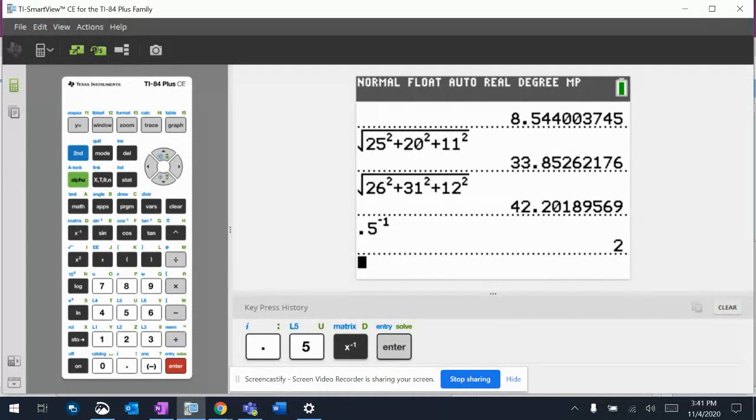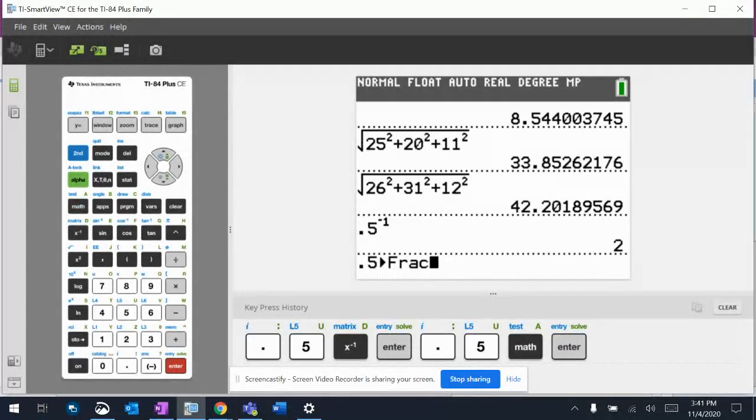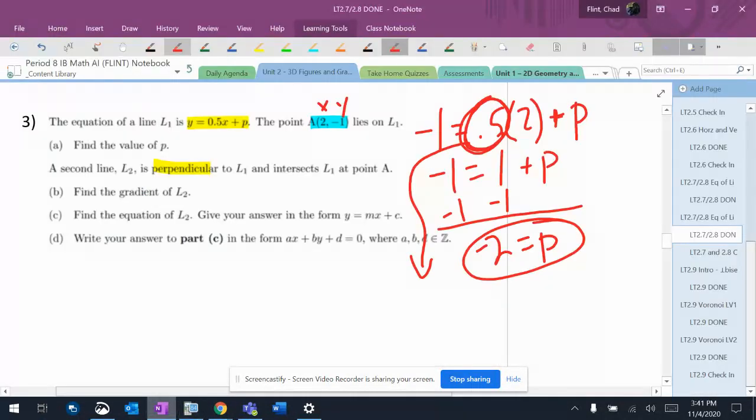You have that option. If that doesn't make sense to you, you need to turn 0.5 into a fraction. There's another thing that maybe you know, maybe you don't know. If you hit the math button, that first choice right there says arrow fraction. That means turn that decimal into a fraction, and it gives you 1/2. Okay, so if you do that, then the negative reciprocal is flip it over and make it negative.